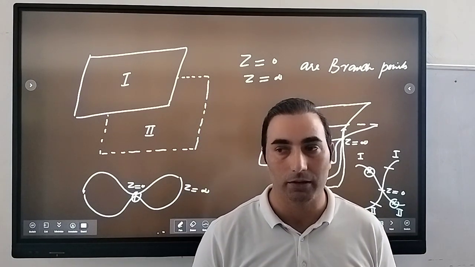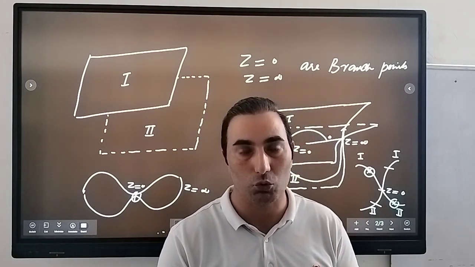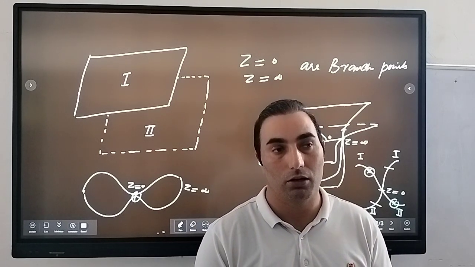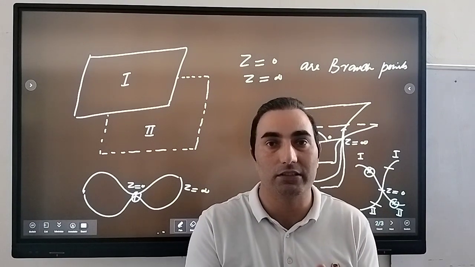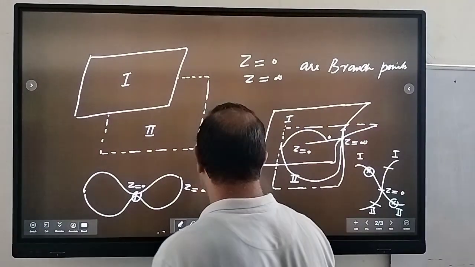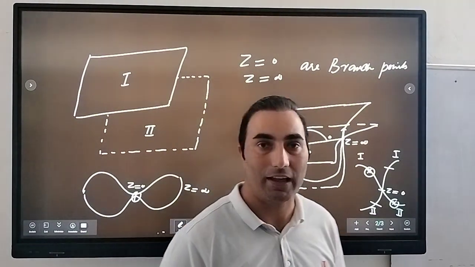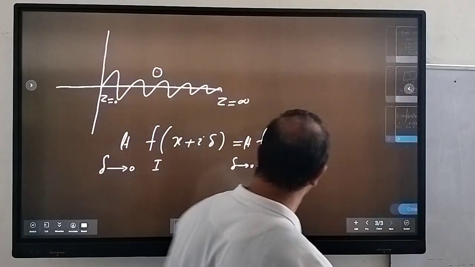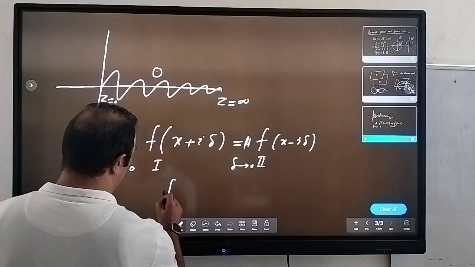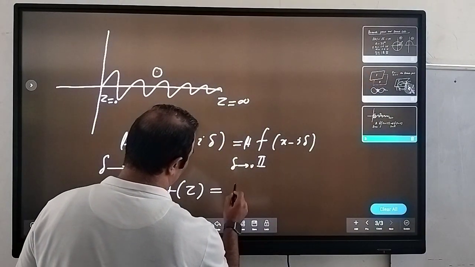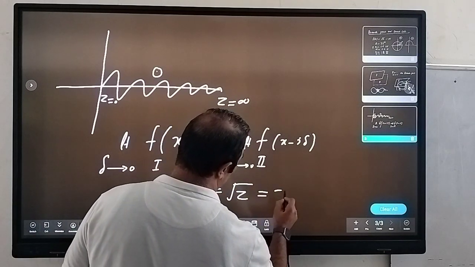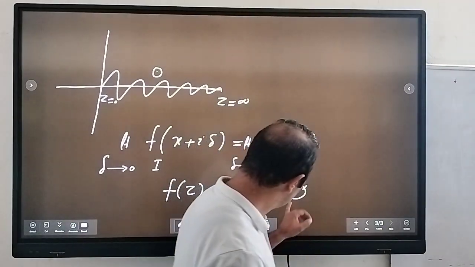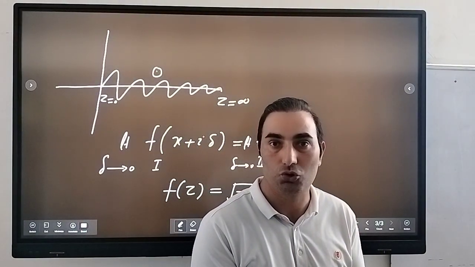Similarly, if you have three Riemann surfaces, what should be the minimum condition so that we have three Riemann surfaces? It depends upon the function, what type of function we have. Like we have square root of z, so f of z equal to square root of z, that is z raised to the power 1 by 2. So that is the p by q form. So how many Riemann surfaces do we need?